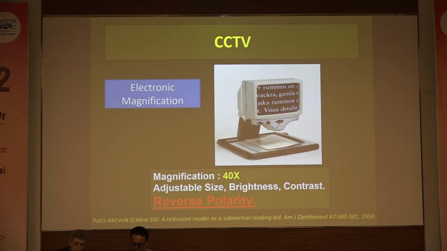CCTV is another useful device which uses electronic magnification, and it provides magnification up to 40x, which is not possible with any other device. And they also have a very big advantage of reverse polarity. That means the white letters on the black background. So few patients actually benefit from this. But the only problem with this is the high cost and the not so easy availability.